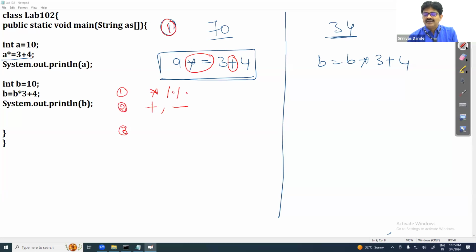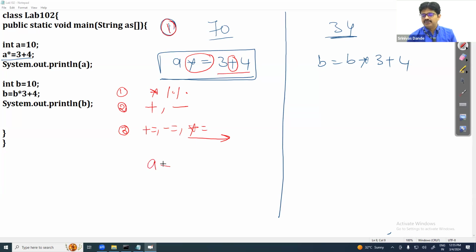And assignment, compound assignment, will take less priority than regular arithmetic operators. So plus equals, minus equals, star equals, these all come under a similar group. Now tell me, according to this, which one will happen first, guys? Plus will happen first. Okay, do the plus only then.